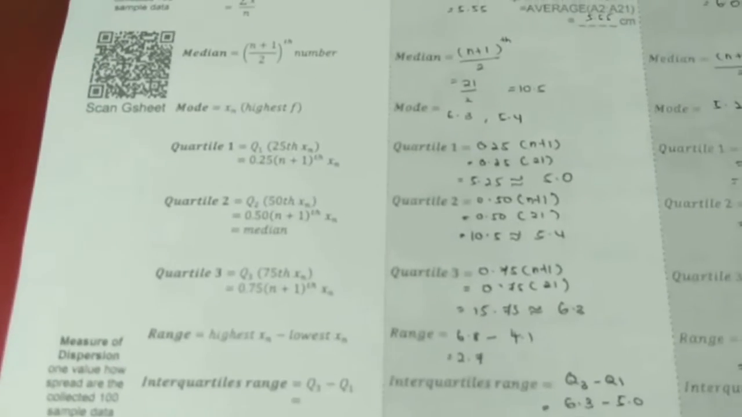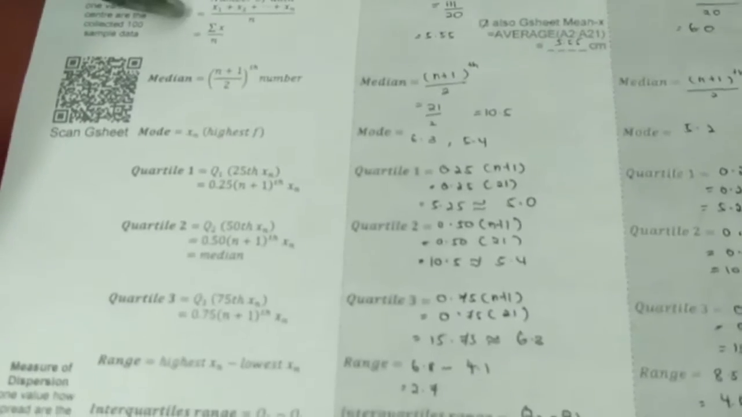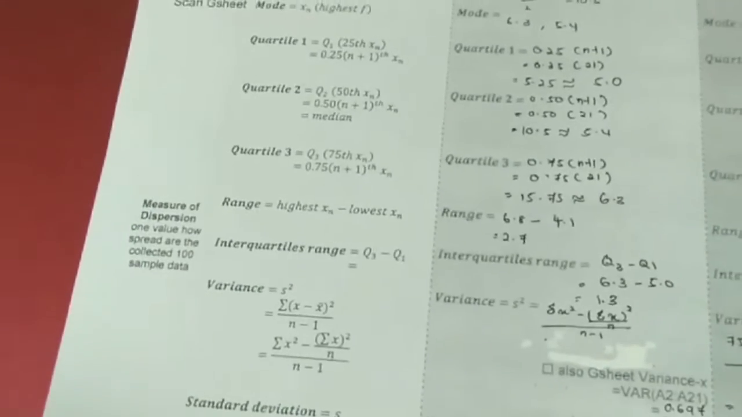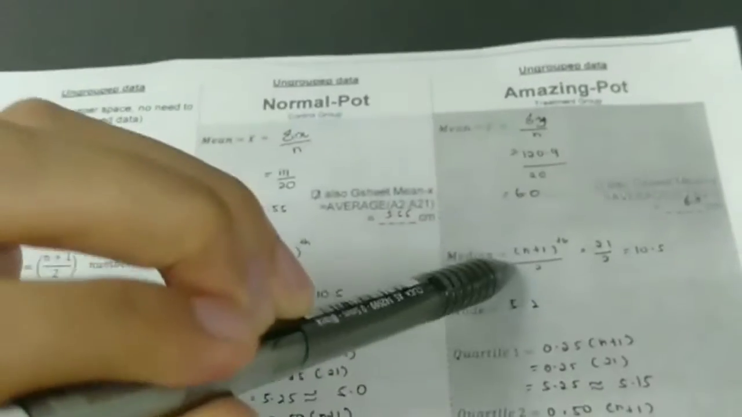Now we proceed to stage 4, analysis data, the measures of central tendency. This is ungrouped data. Here is the formula. They have mean, median, mode, quarter 1, 2, 3, range, interquartile range, variance, standard deviation, coefficient of variation, and also skewness. Okay, here we just manage to get ungrouped data because of limited space.